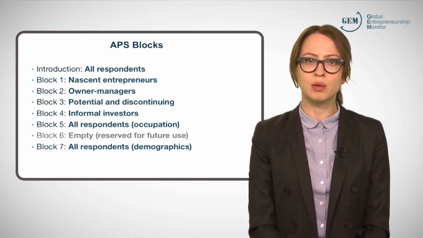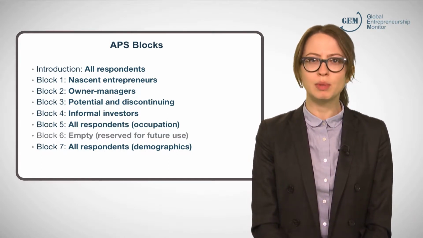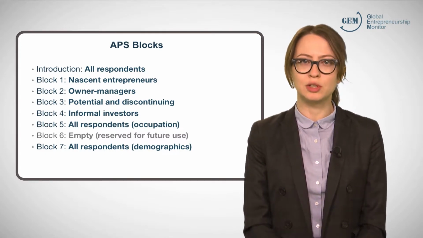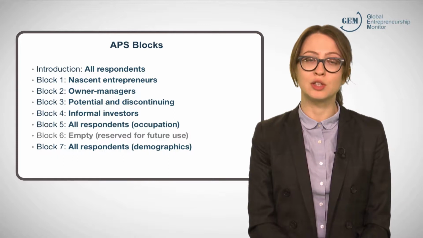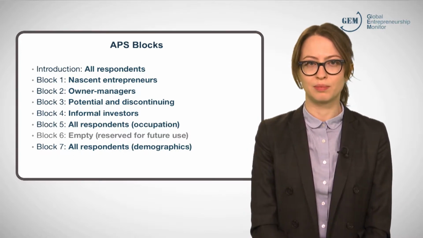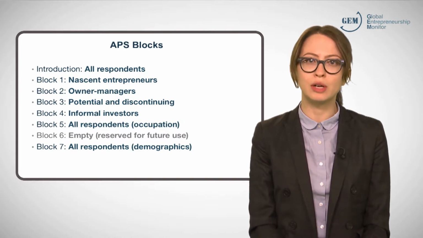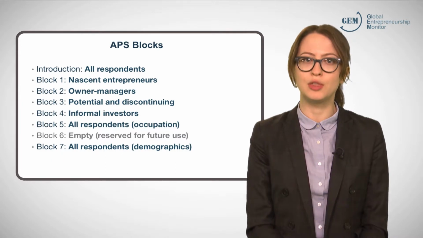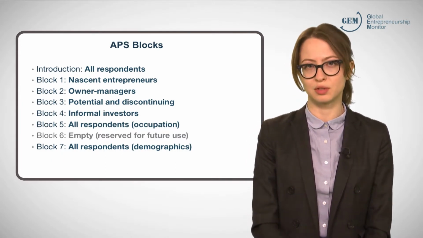They range from the unnumbered introductory block to block 7. For the most part, different blocks of questions are aimed at different types of respondents. While questions in the introductory block are asked of everyone, Block 1 questions are intended only for nascent entrepreneurs. Similarly, Block 2 questions are meant for owner-managers who are already running a business. Block 3 questions are for potential entrepreneurs and those who have discontinued a business, and Block 4 for informal investors.